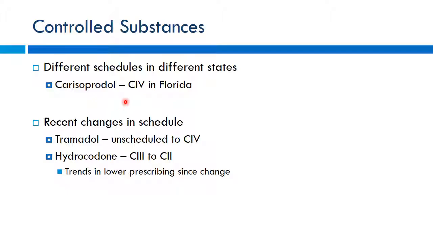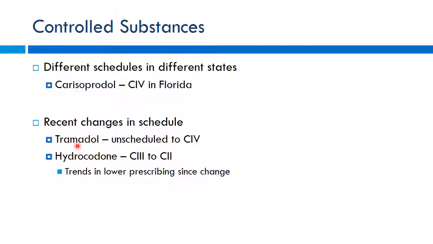Anywho, in some states you'll find there are different controlled substance rules. There's a drug called carisoprodol. The brand name is Soma. Because we saw more abuse for it, Florida actually made it a Schedule 4 substance, and in a lot of other states it is not. So you'll find some state to state differences there. And then there have been some recent changes over time based on noted abuse of different drugs.